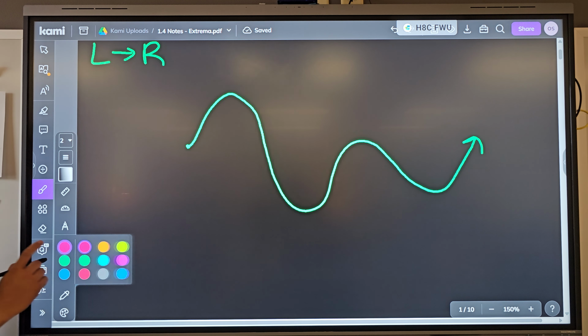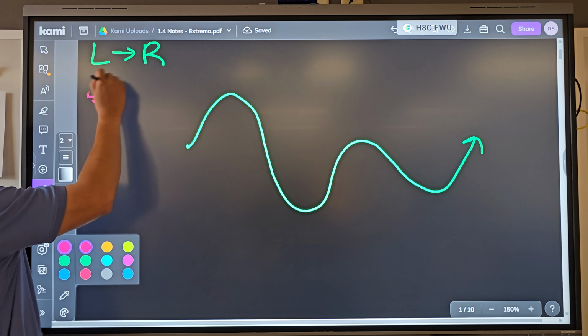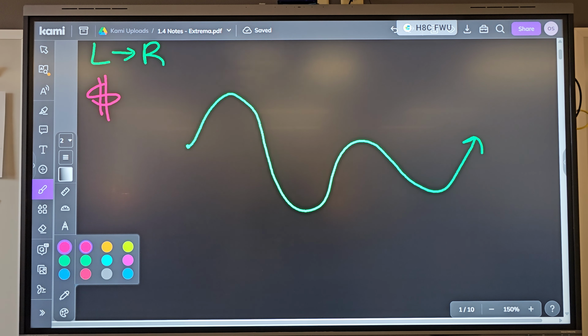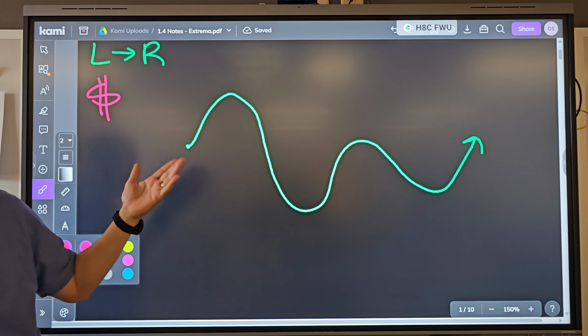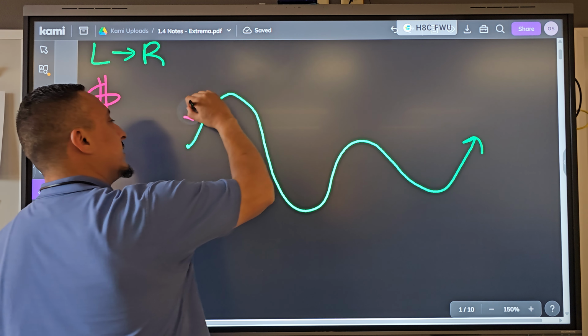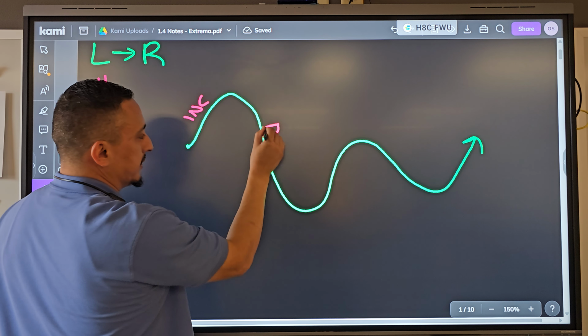So guys, here's the catch to this. If you think about money, you'll never miss this. If this was describing the money in your bank account, does this mean you're making money or losing money? Making. It's that simple. This is called increasing. This is called decreasing.